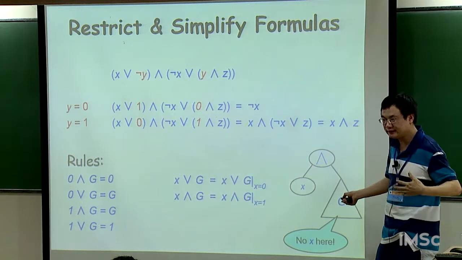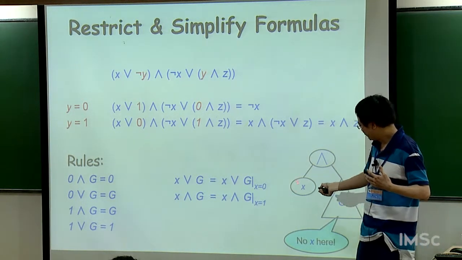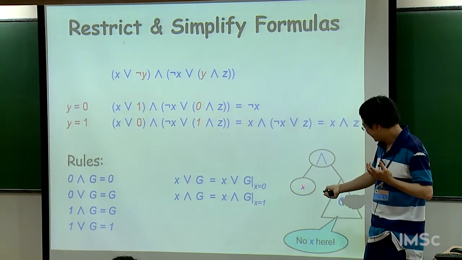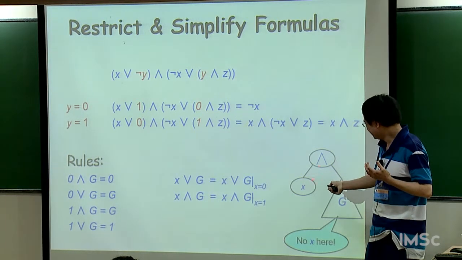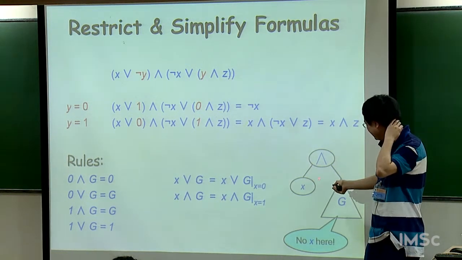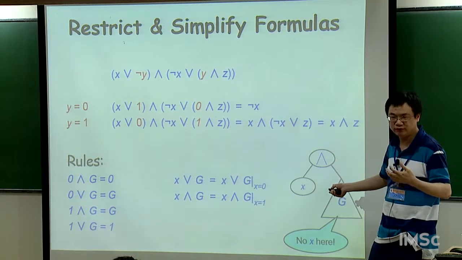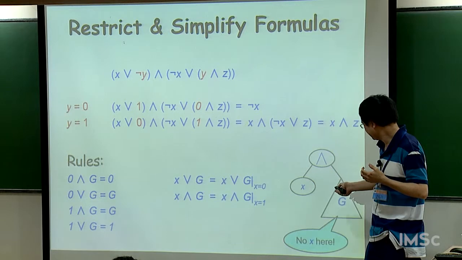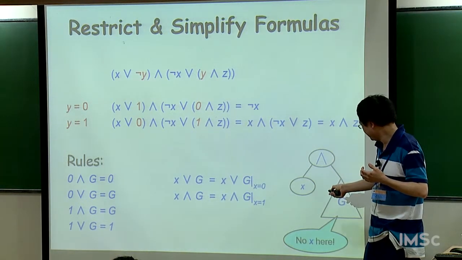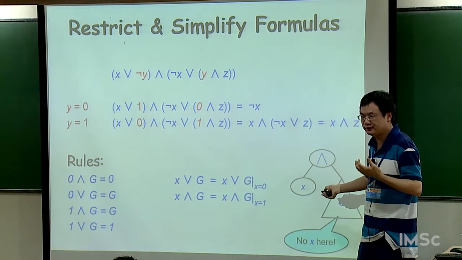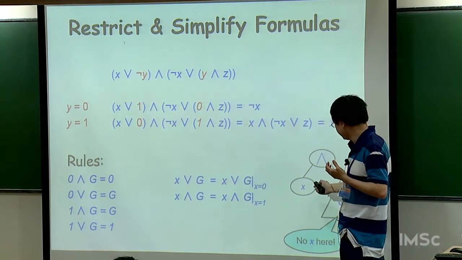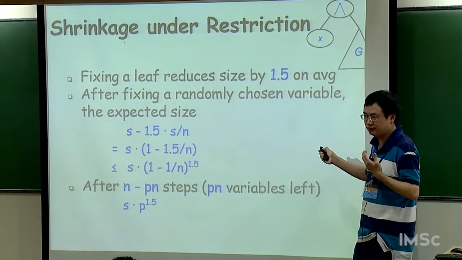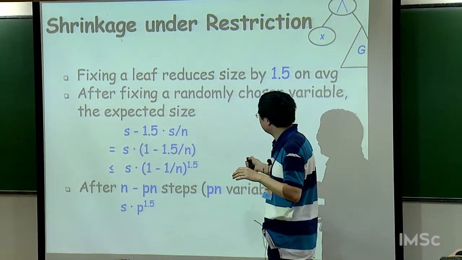So that means in the next step of restriction, suppose we restrict this literal x. If we assign x to be 0, then we can eliminate at least 2 nodes from this tree structure. And if we assign x to be 1, we can eliminate at least 1 node from this tree. So on average, whenever we restrict 1 leaf node, we can remove 1.5 nodes from this tree structure.